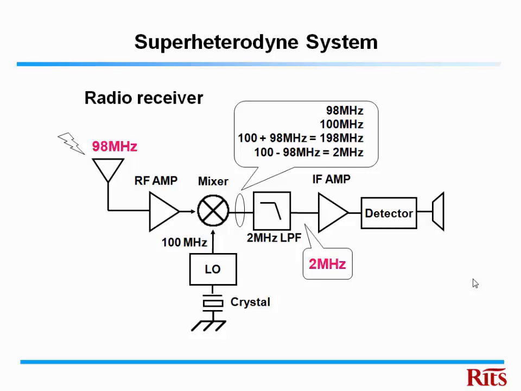One is the original 98, and also the original 100, then the added 198 megahertz, and also the subtracted 2 megahertz given from the mixer. By applying a low-pass filter, we can obtain only the 2 megahertz intermediate frequency output. Then this 2 megahertz is detected, and now we can hear the sound from the speaker. This is the typical diagram for the receiver. We focused on the frequency conversion action, 98 megahertz to 2 megahertz in this case.